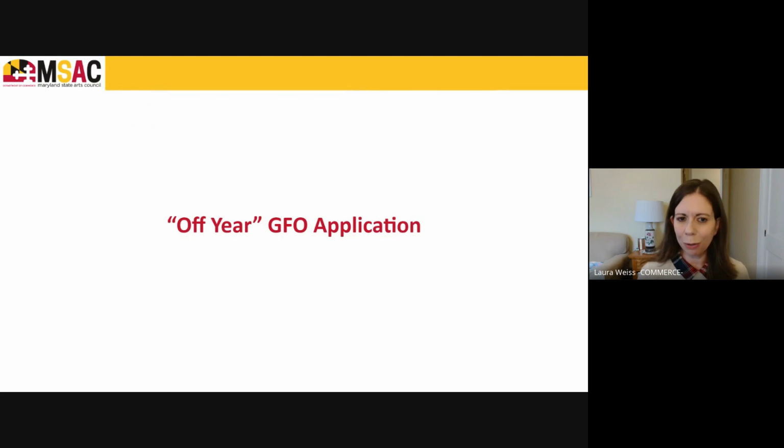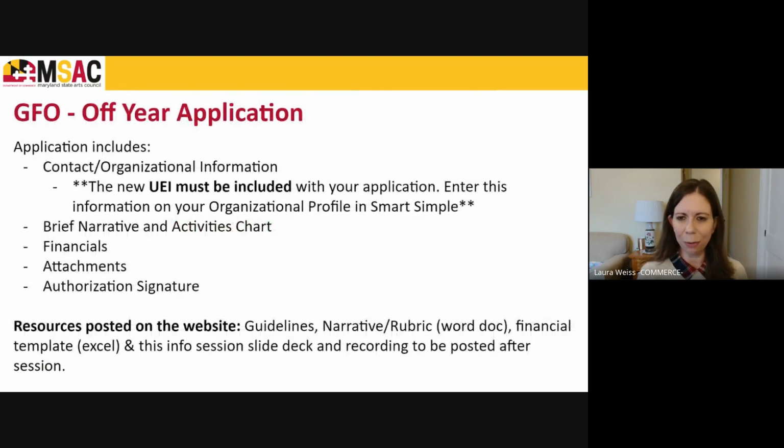All right, so to walk through the off-year application real quick, just a couple of things. Most of the pieces right here you already probably have in your Smart Simple profile. That's going to include your organizational contact information, your UEI. If you have not entered that in yet, you do need to enter in that information for your organization. That's been around now since 2022, I believe. So you should have that information. And if you don't, you need to reach out to sam.gov to get that information straightened out.